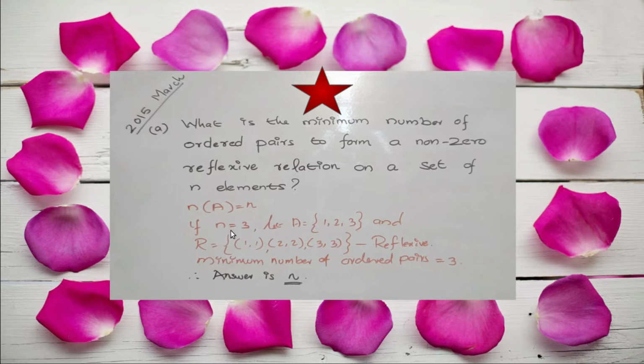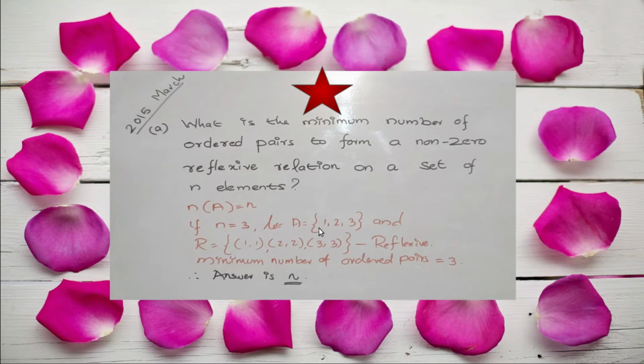For example, suppose n is equal to 3, that is A consists of 3 elements. Suppose A is equal to set 1, 2, 3. Then a reflexive relation should contain ordered pairs of the form (a, a) where a belongs to A. So R should contain the ordered pairs (1,1), (2,2), (3,3). So the minimum number of ordered pairs required is 3. When n of A is 3, the minimum number of ordered pairs required for R to be a reflexive relation is 3.